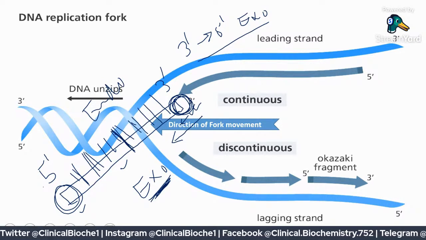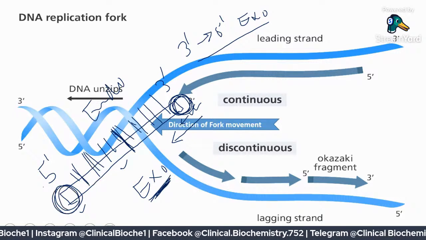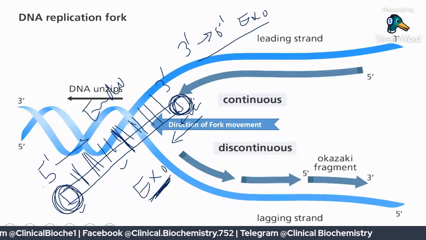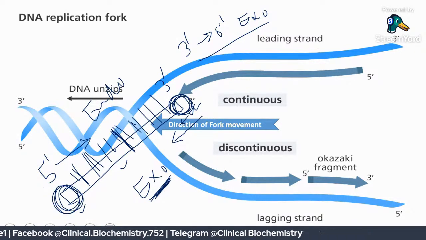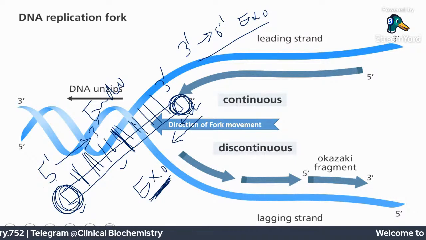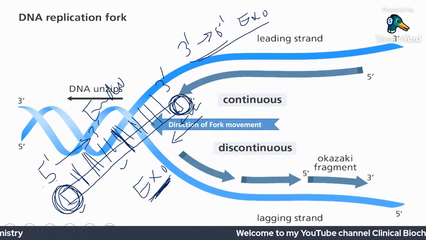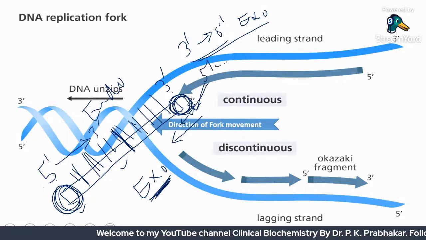Those exonucleases which remove nucleotides from the 5 prime end and move towards 3 prime, we are going to call 5 prime to 3 prime exonuclease. So exonucleases are of two types: either 3 prime towards 5 prime, like in this case, or 5 prime towards 3 prime.